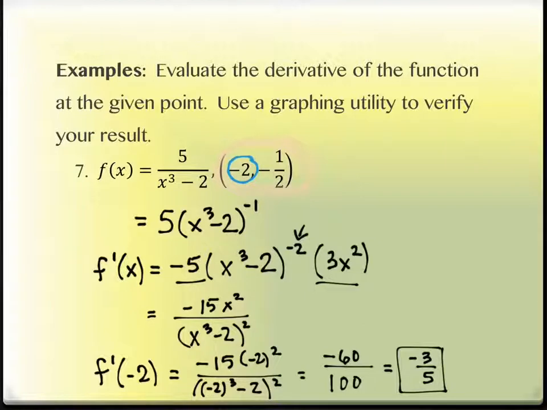Let's use our graphing utility to verify, because I want to remind you how to do that. It's always a good tool to have. So what you're going to do is take the original equation you were given, in its original form even, I would anyway, and plug it into y1. So you've got 5 over x to the third minus 2.